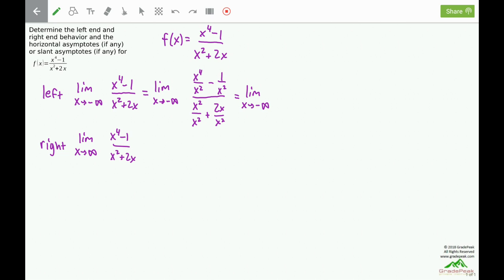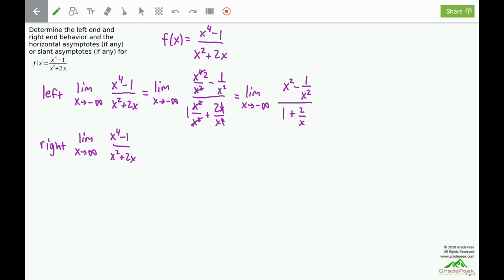The first term in the numerator has 4 x's in the numerator. It can cancel with the 2 x's in the denominator, leaving x to the 2. The second term has no x's that can cancel, so it remains as a negative 1 over x squared. In the denominator, the first term, the x squareds fully cancel, leaving a 1. In the second term, one of the x's in the denominator can cancel with the x in the numerator, and it will become a 2 over x.